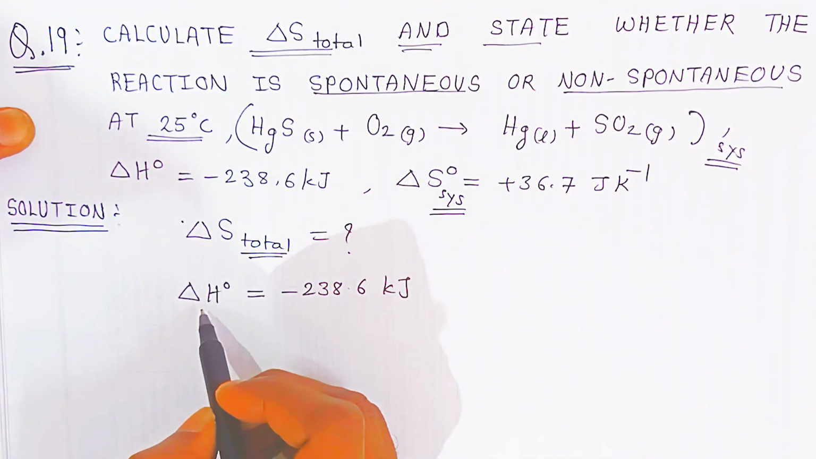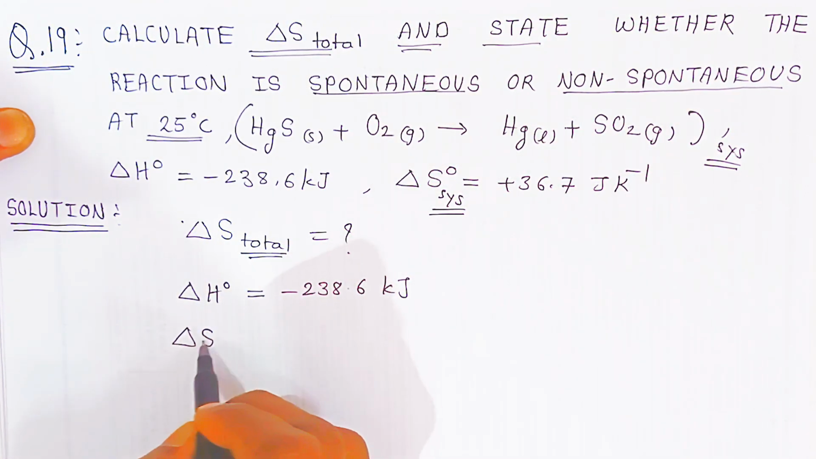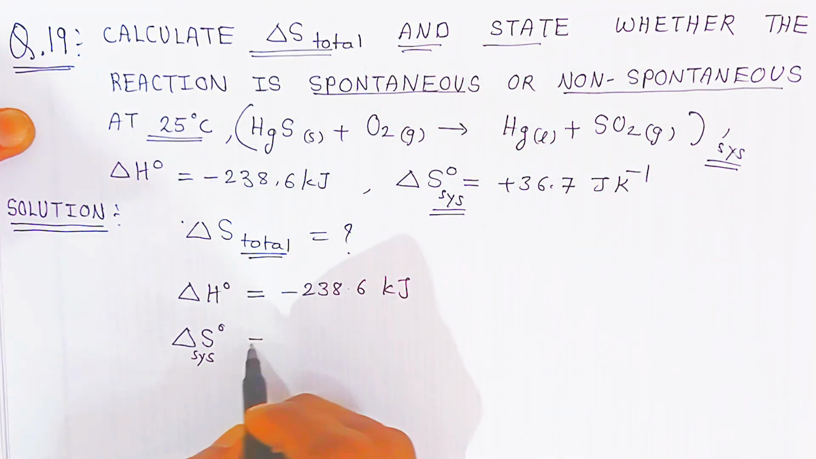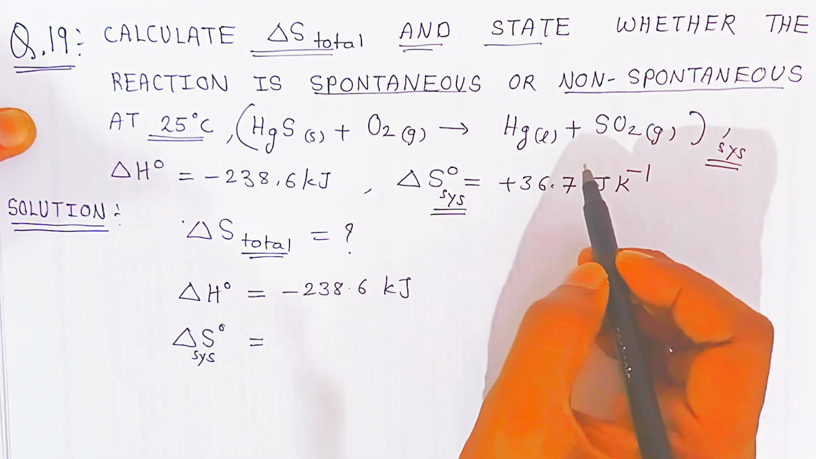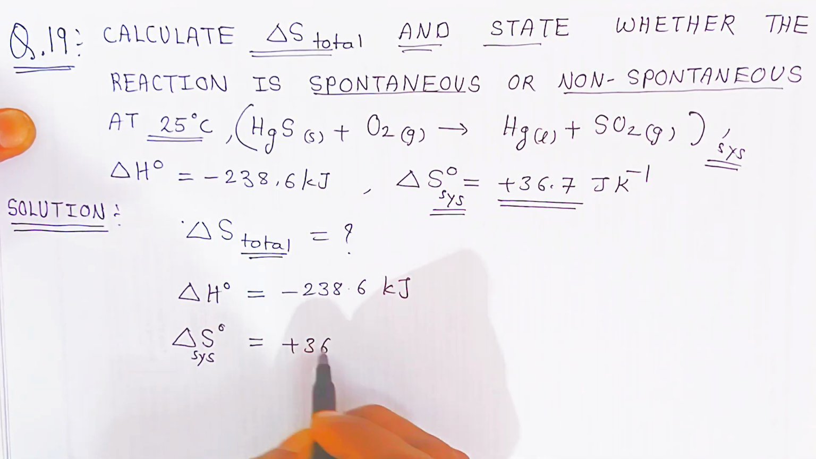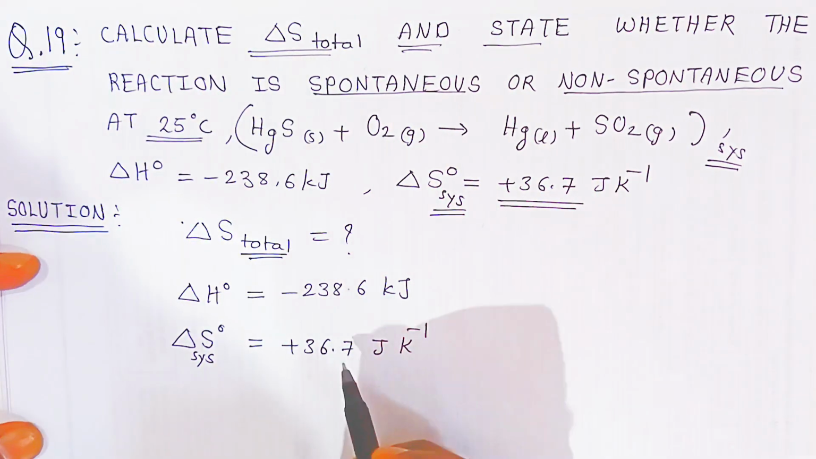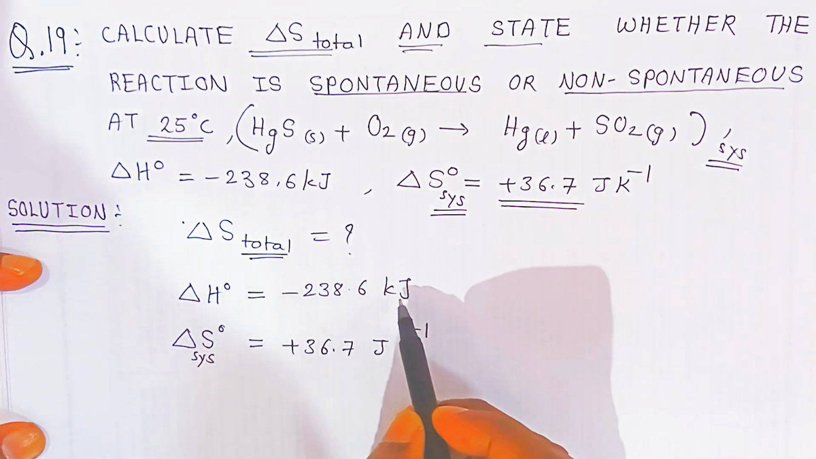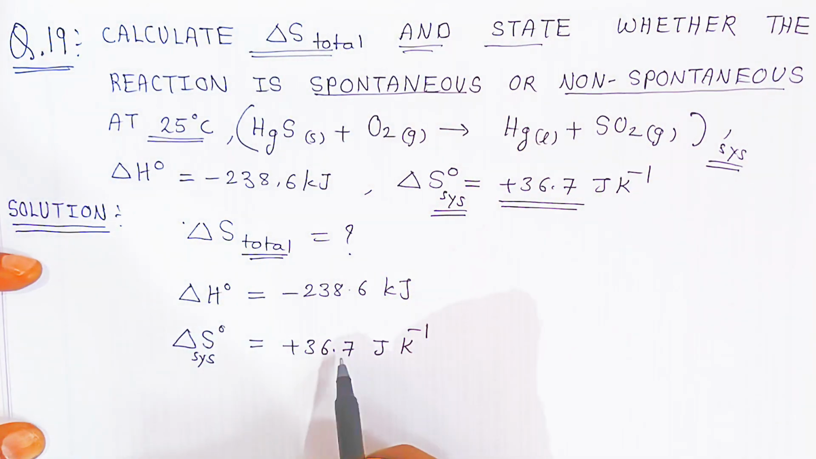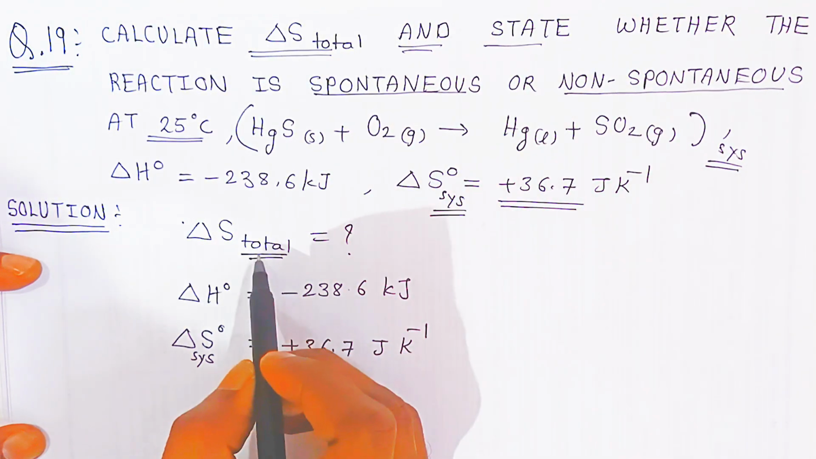So the standard enthalpy is given students. Now what else is given? The standard entropy of the system is given. This whole reaction is called the system and it is given to you. How much is it given students? It is positive, that is plus 36.7 joule per Kelvin. So the standard enthalpy is given as minus 238.6 kilojoule and the standard entropy of the system is 36.7 joule per Kelvin, and you have to calculate the total entropy.